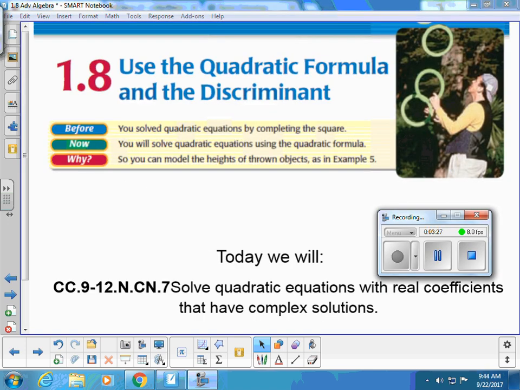Alright, so we're going to do 1.8 today using the quadratic formula, and then the discriminant. That might be a new word you've never heard of before. Everybody heard of discriminant? Raise your hand if you've heard of it. Discriminant. It's part of the quadratic formula. It's b squared minus 4ac. It's that part. That's the discriminant.